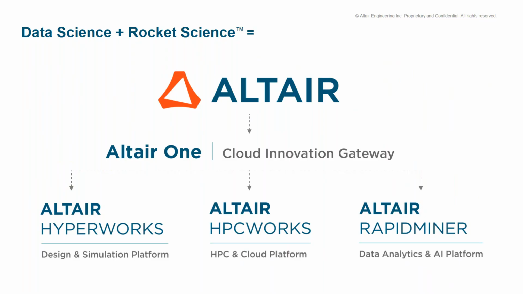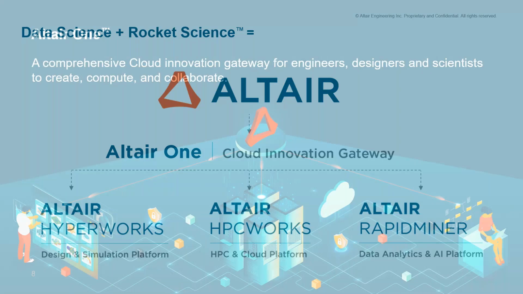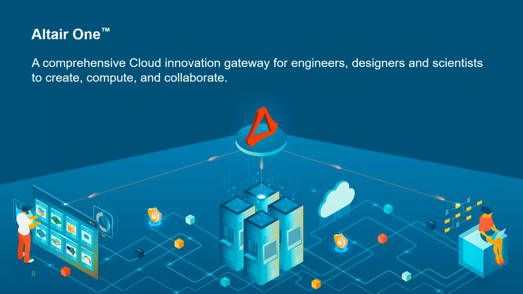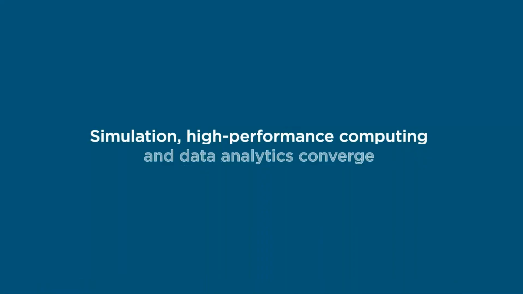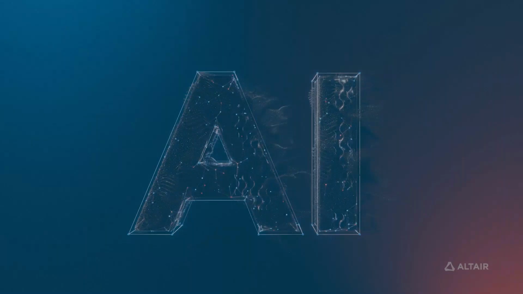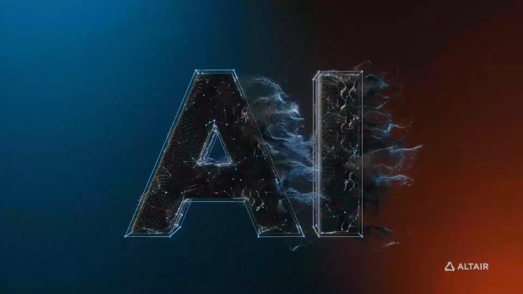nicely with Altair One. So that is where we'll call it Altair One. So collaboration of three different verticals. And yes, this is a comprehensive cloud innovation gateway for engineers. So when we talk about Altair Physics AI and RapidMiner, which are the AI tools in Altair, this is a particular video which explains the Altair high performance computing and data analytics convergence. So the power of AI using Altair, you can understand with this particular video.